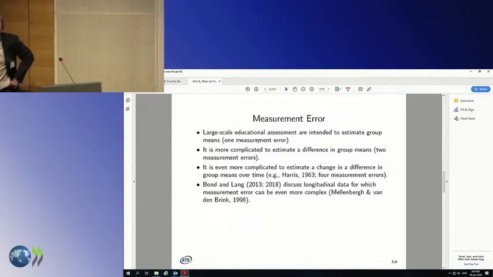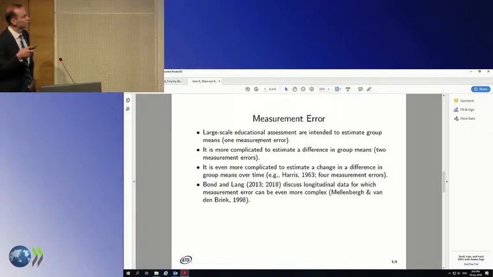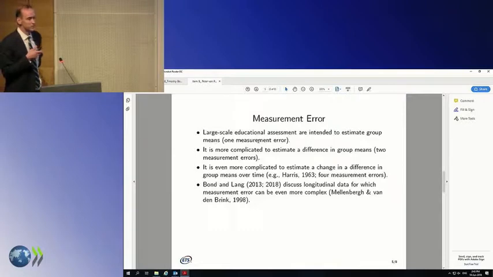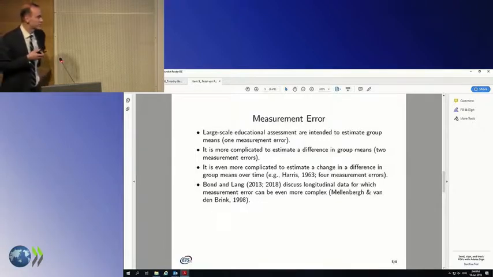So some other points, a little bit referred to in the beginning. Large-scale assessments are intended to measure group means or other statistics of interest related to groups, but they have measurement error. It's much more complicated to estimate a difference in group means because you have two variables that have measurement error. It's even more complicated to estimate a change in the difference in group means because you essentially have 4 measurement errors. And it's even more complicated in the data examples that you study, where you have longitudinal data.